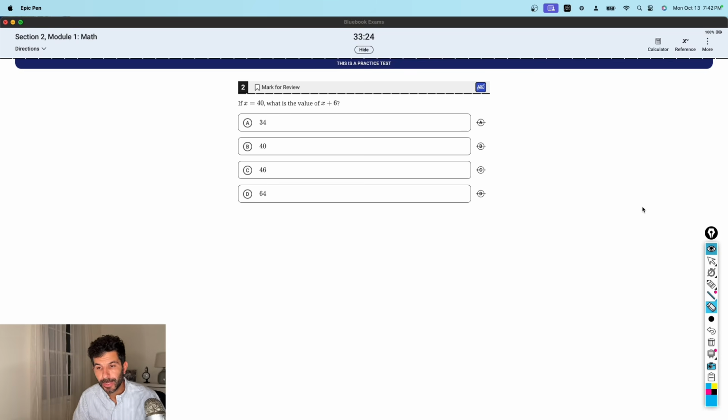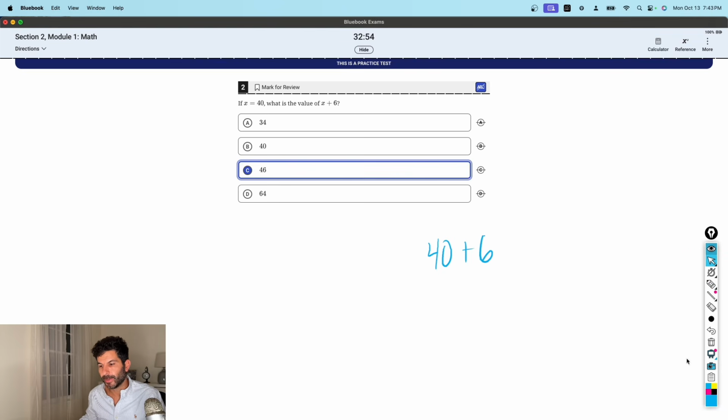Question 2, if x equals 40, what is the value of x plus 6? Very simple expression. And basically what you're looking at is to plug in 40 for the value of x and just evaluate that. I don't think you need the calculator for this. I would hope that everybody can just do 40 plus 6, and that gets you 46 for an answer. Choice C is my answer.